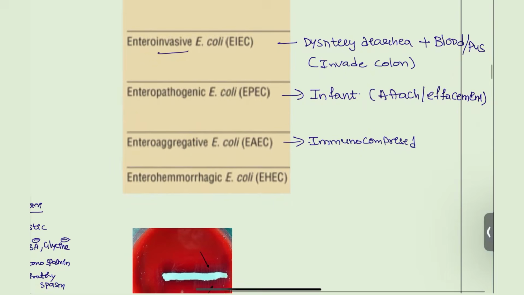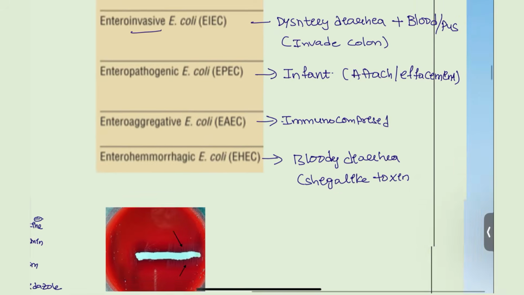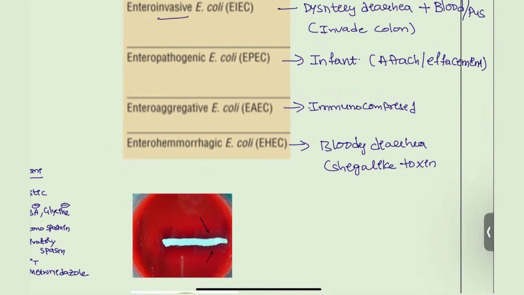Next, enterohemorrhagic type. This is going to be the bloody diarrhea, and commonly we are going to see the Shiga-like toxin. We discussed Shiga-like toxin, and what else are we going to see? Most commonly, the species is O157:H7. This is the common one for the enterohemorrhagic E. coli. And if it progresses, it can cause hemolytic uremic syndrome. Hemolytic uremic syndrome, a kidney disease, can be caused by this enterohemorrhagic E. coli.